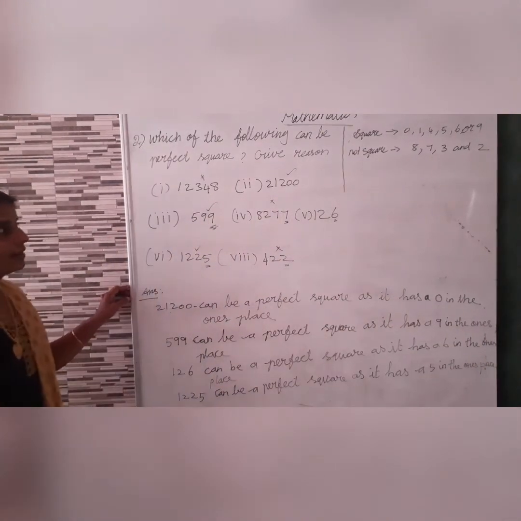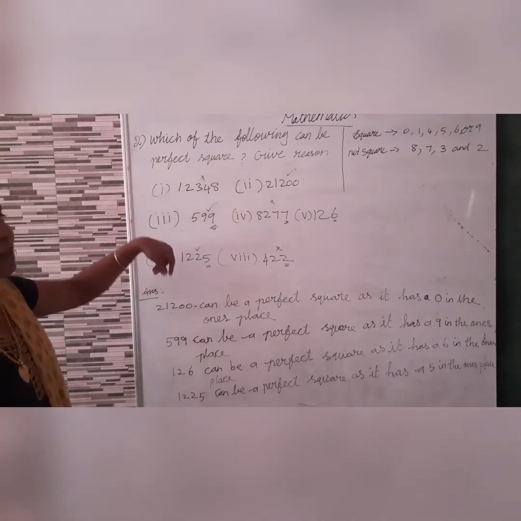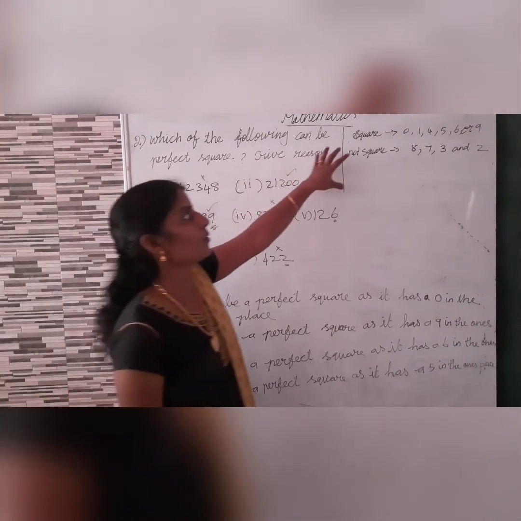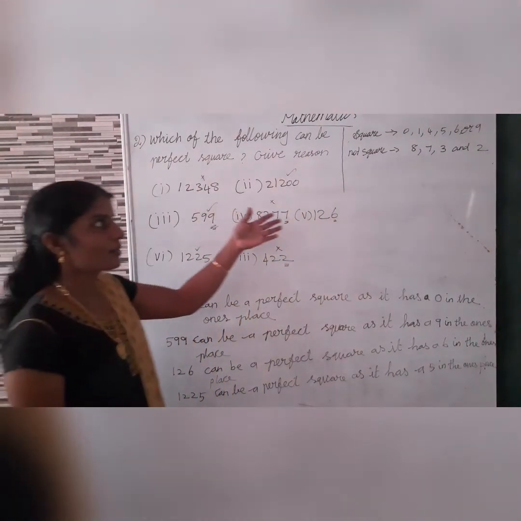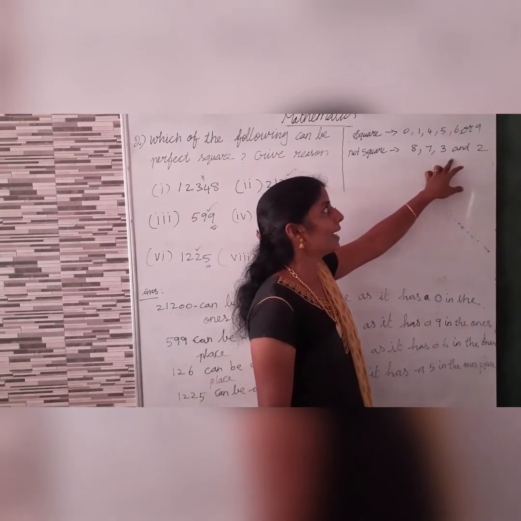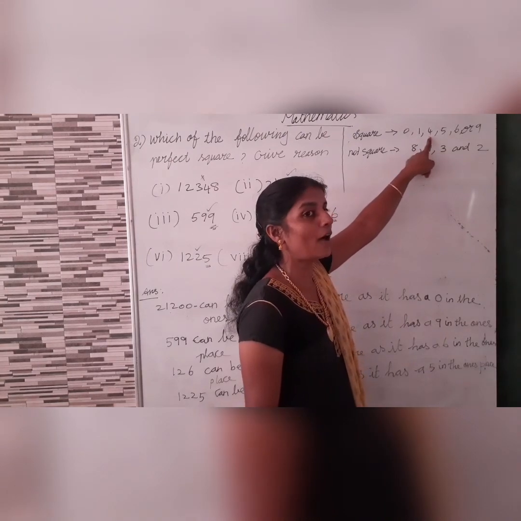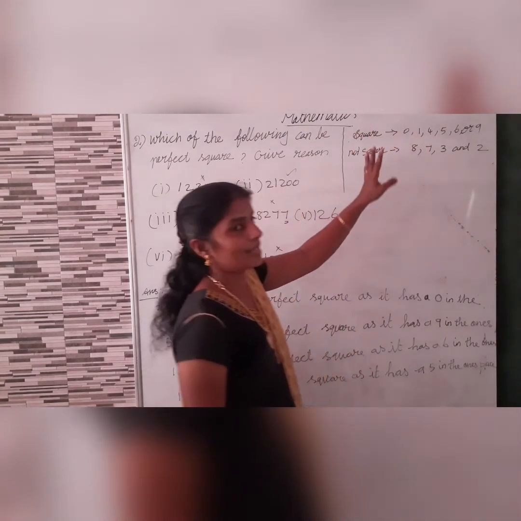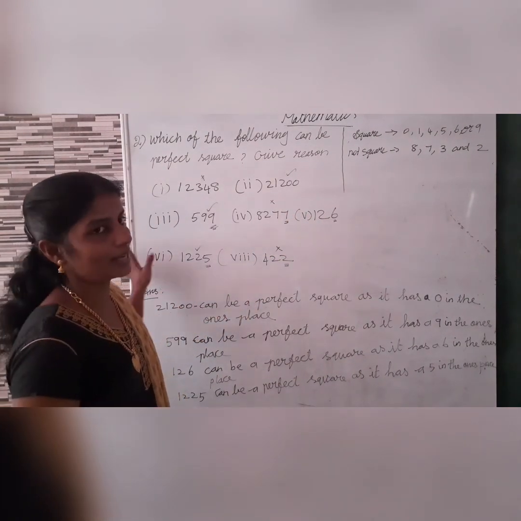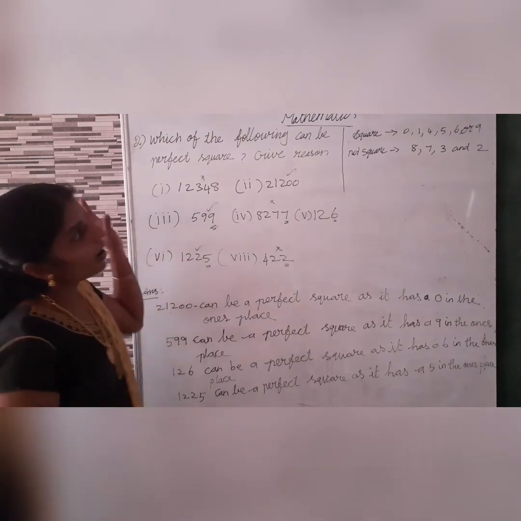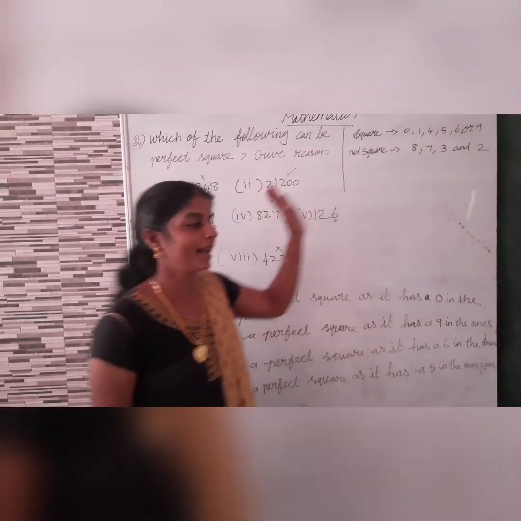Clear? Okay, how can you identify which is a perfect square and which is not a square number? Now just listen to these two. A square number has ones place 0, 1, 4, 5, 6 or 9. A number that is not a square number has ones place 8, 7, 3 or 2. Sometimes that check may or may not decide it, but it is just to check. Otherwise, all square numbers end in 0, 1, 4, 5, 6 or 9.